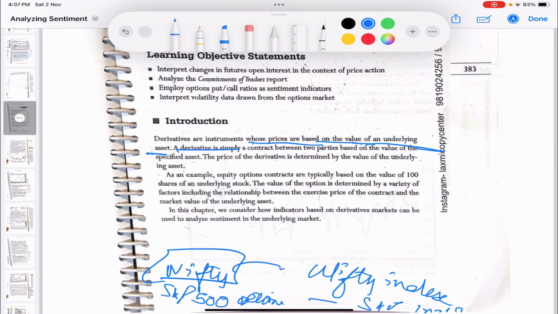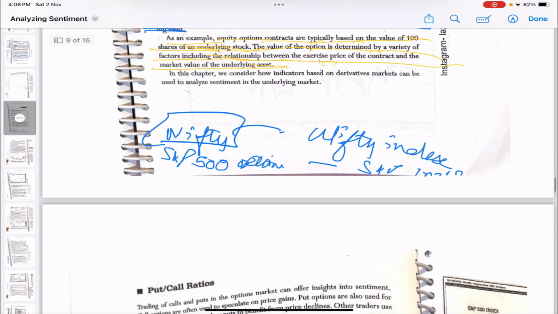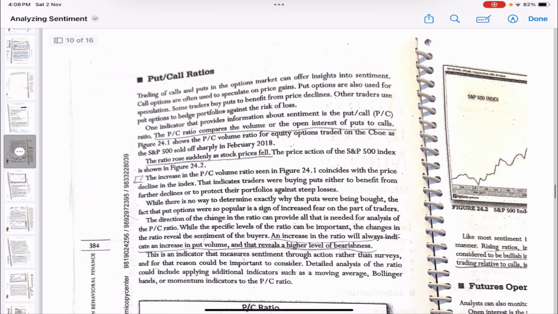A derivative basically derives its value from something which is underlying. It is a contract between two parties based on the value of a specified asset. The price of the derivative is determined by the value of the underlying asset. As an example, equity option contracts are typically based on the value of 100 shares of an underlying stock. The value of the option is determined by a variety of factors, including the relationship between the exercise price of the contract and whatever the market value is. In this chapter, we'll be learning about them.